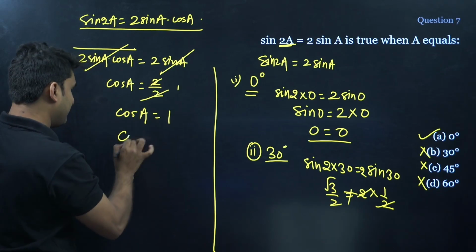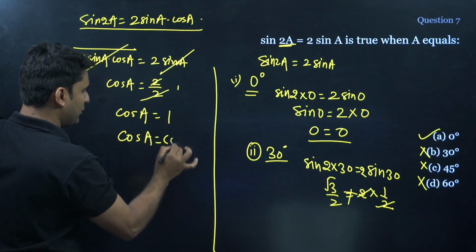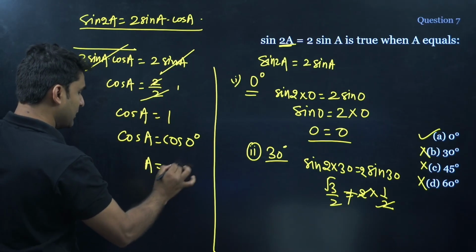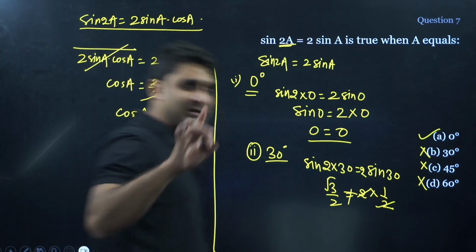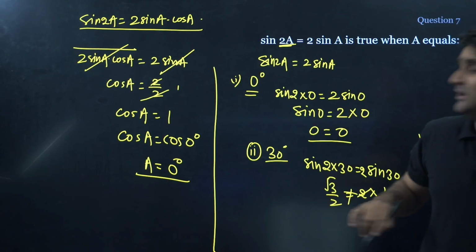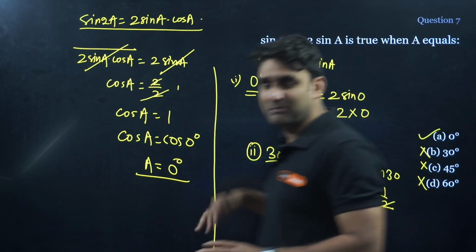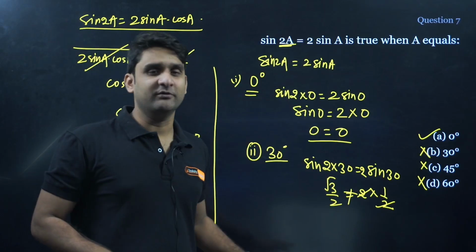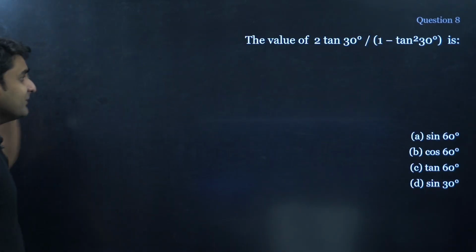Now, my dear, if I ask you at what angle cos gives you result 1, so angle should be 0 degree, because cos gives value 1 at a 0 degree angle, so option number A is correct. By the way, you can follow this method. You can verify putting angles one by one. Clear everyone? Okay, moving ahead.